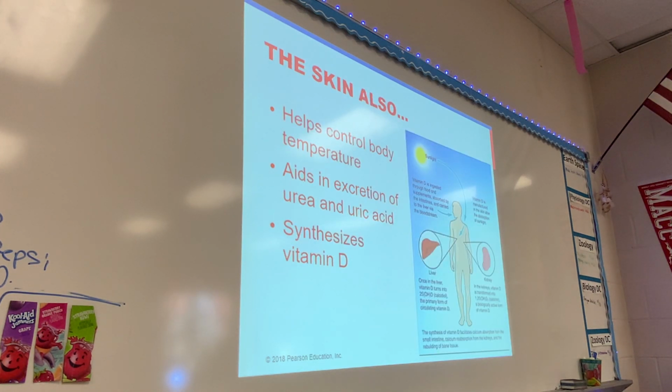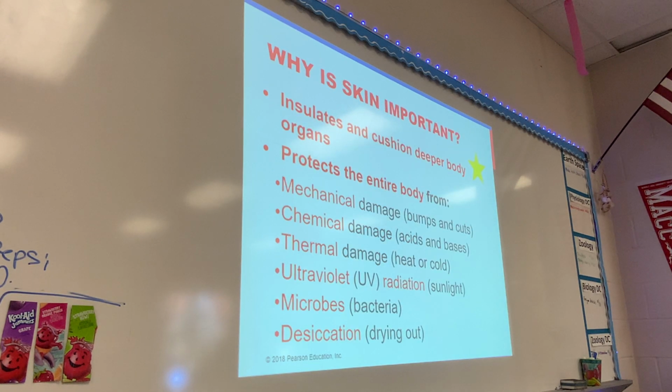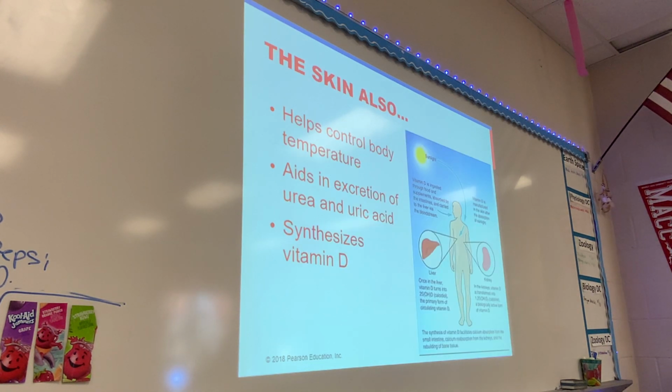Okay, so all of that was in Google Classroom. But this is not. The skin also helps control body temperature, aids in excretion of urea and uric acid, but this is to a minimal degree. Mostly the kidneys do this. But our sweat does this to a minimal degree. When we sweat, a little bit of urea and uric acid is also secreted. And then of course the skin helps synthesize vitamin D. It does a pretty significant portion of that. So getting vitamin D by going out in the sun does help us.